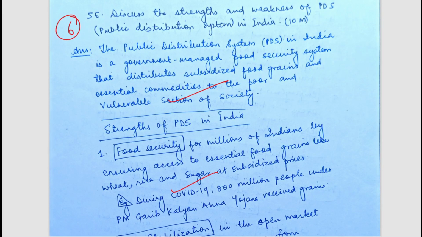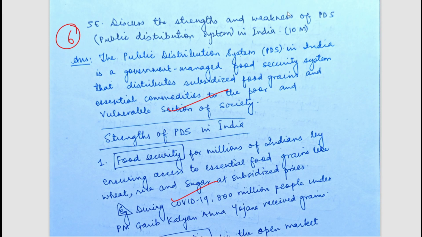The next question is, discuss the strength and weakness of PDS, that is the public distribution system in India. Okay, so we all know what PDS is. The government distributes various basic food grains to the vulnerable sections of society, those who are in need, at very less, very subsidized prices.